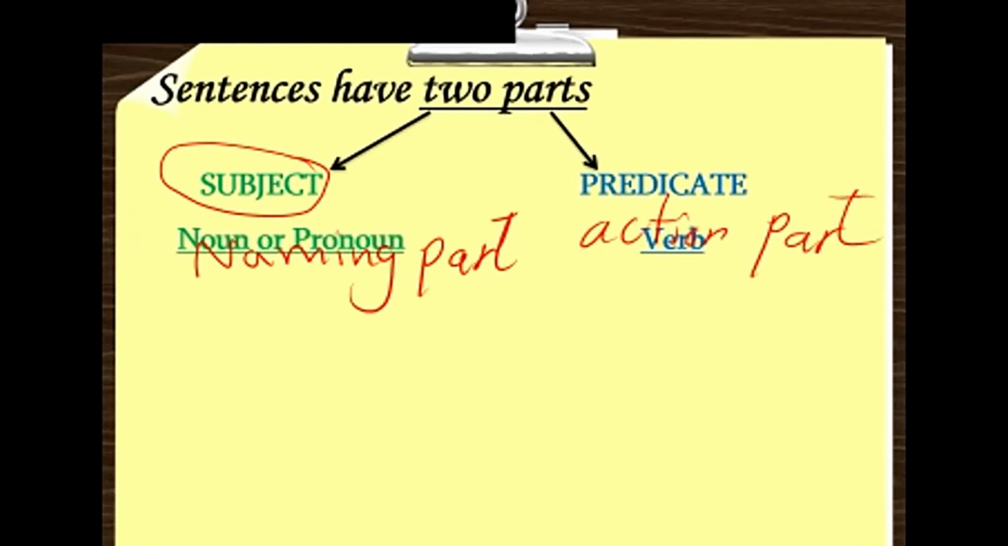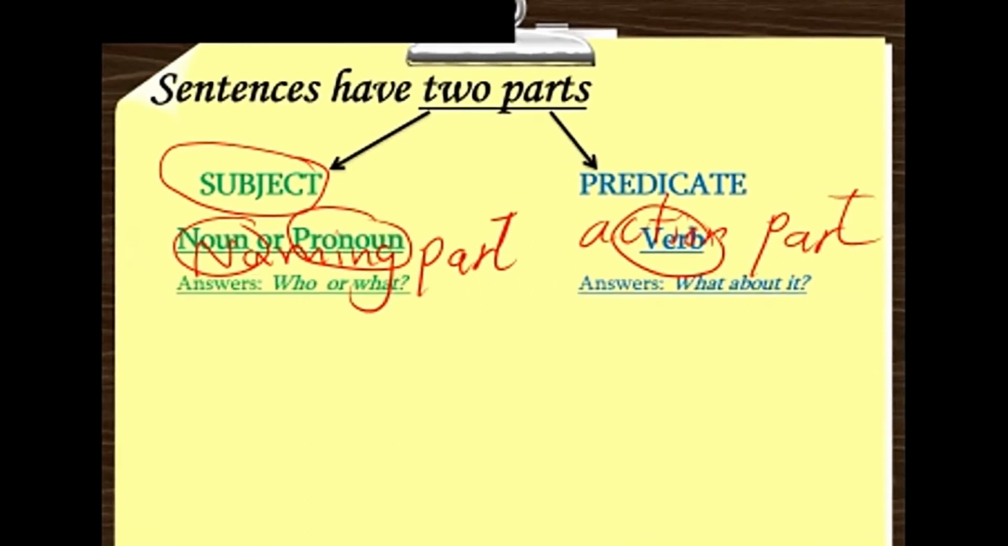The naming part can be a noun or a pronoun. But the action part is a verb, and sometimes we call it the predicate, so it will be the action part and the completion of the sentence. If I need to know what the subject is, I have to ask myself, who or what does the action?